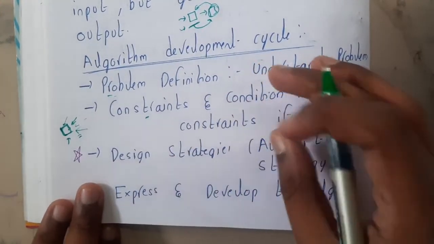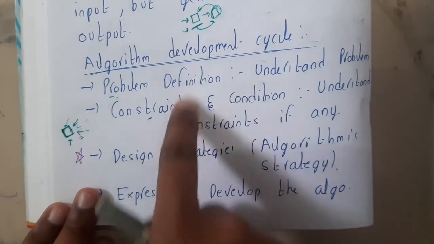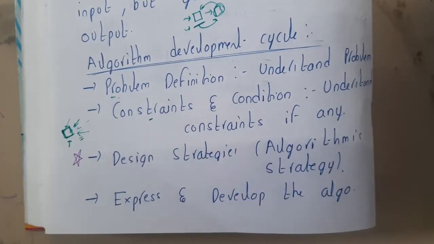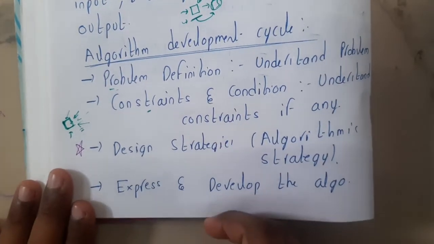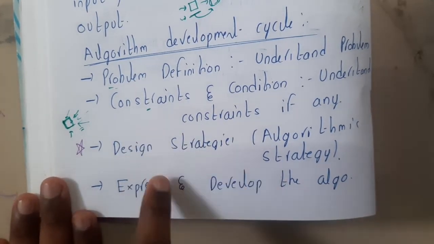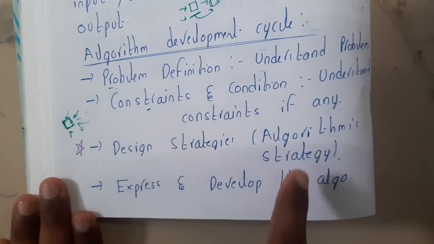Once the constraints are clear, you can decide a strategy, guys, because you are now clear with the problem, right? So what is the input, what are the things you want to do, and you understood what the constraints are also. Constraints are simply conditions, guys, in simple words. So the next step is you will design a strategy, guys. That is nothing but algorithmic strategy.